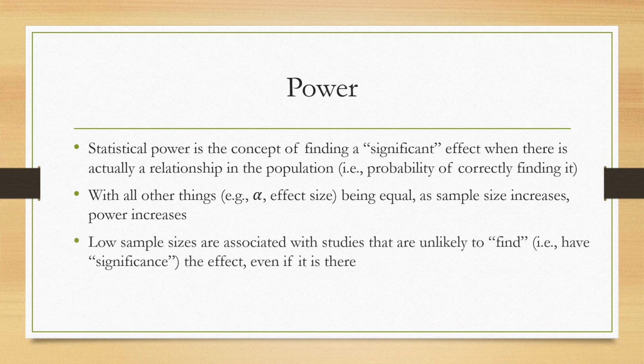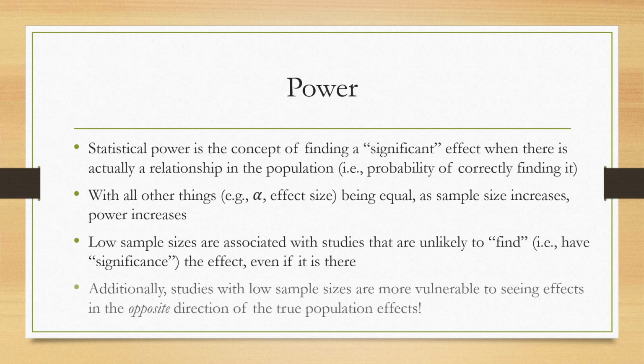What's interesting is that low sample sizes are associated with studies that are unlikely to find this effect, even if it's there. And even beyond that, studies with low sample sizes are vulnerable to seeing effects that may move in the opposite direction of population effects. Now, I want to be careful. This is not the treatment was actually harming the patients. This is the treatment at the population level is actually a helpful treatment, but in your sample, it looks harmful. Not necessarily statistically significant, but even without it being statistically significant, it will look pretty bad.